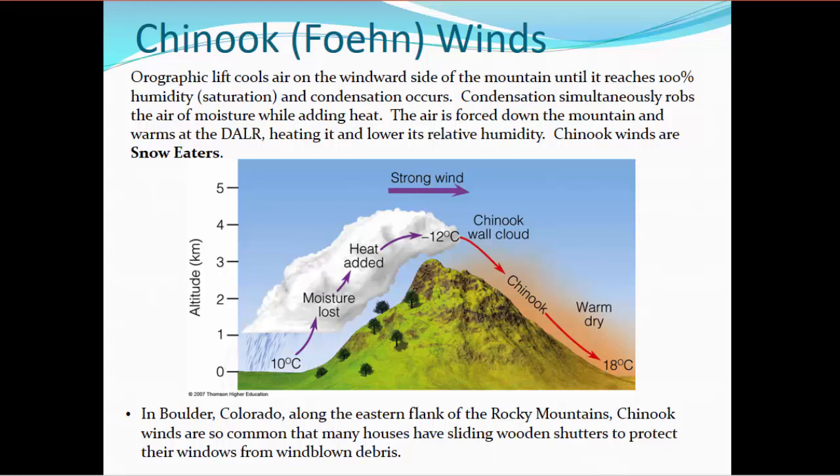The air is then forced down the mountain on the leeward side, and it warms at the dry adiabatic lapse rate, and that heats it up and drops its relative humidity. So those Chinook winds are very warm and dry and are able to eat the snow if it exists on that leeward side of the mountain. Now, in Boulder, Colorado, we have winds that are so strong that those Chinook winds oftentimes bring blowing debris with them, and homes on that side of the mountain will have shutters to protect their windows.